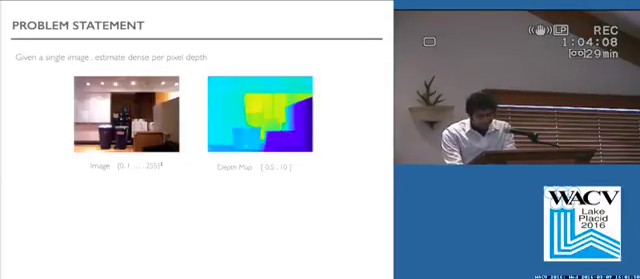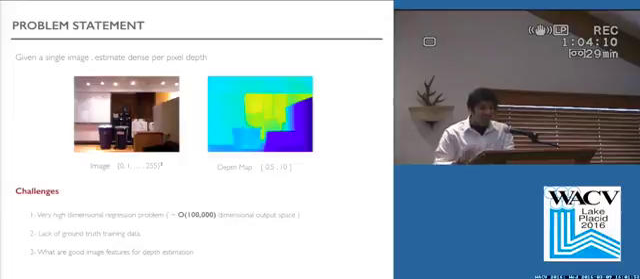This is a challenging problem because the output space is a fairly high dimensional space. It's the order of the number of pixels in the input image. And if you're trying to do supervised learning for such a problem, there's not enough data in the domain of depth estimation. Also, it's hard to find good features that are very good for estimating depth from the image.